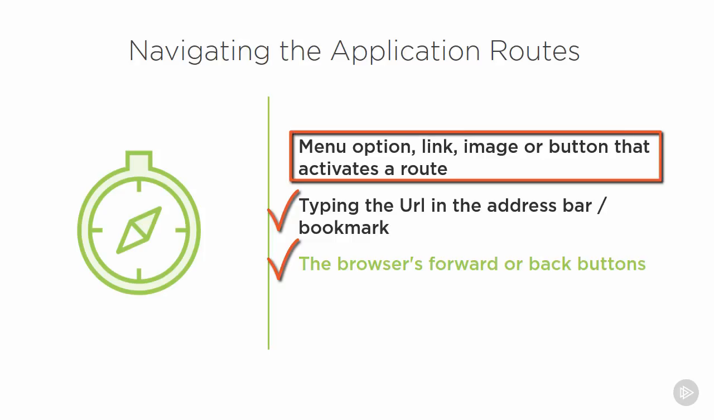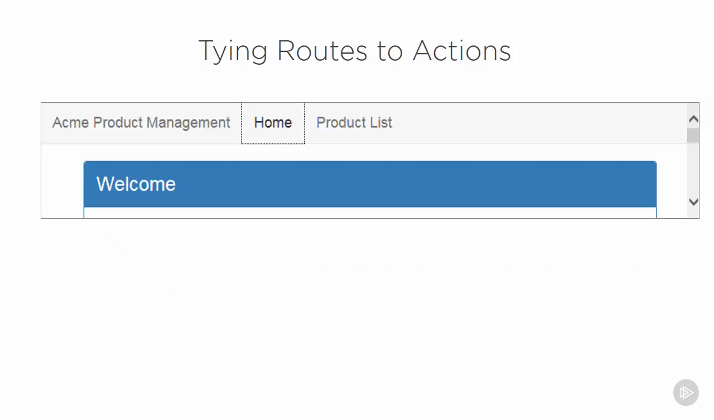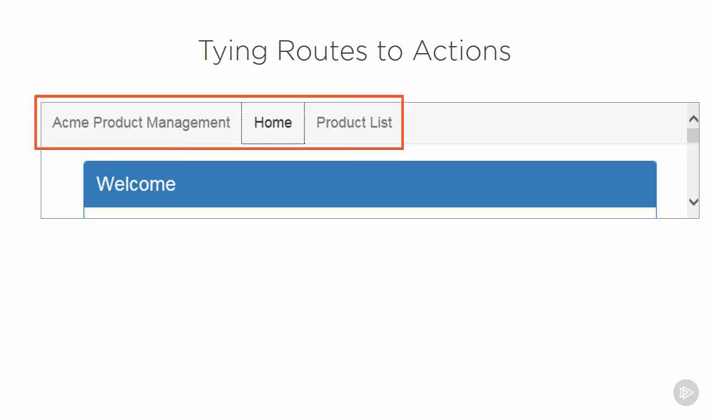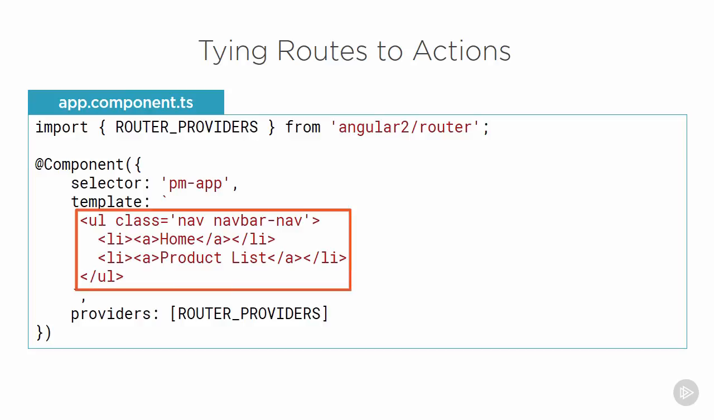We need to handle the first technique by tying routes to the user actions. We need to decide how we will show the routing options to the user. We could display a navigation pane with links, we can provide a toolbar or images, or we can build a navigation menu like this one. In a more full-featured application, the menu could have many more options and sub-options, but this will do for our purposes. We define that menu as part of this component's template. We then need to tie a route to each menu option.